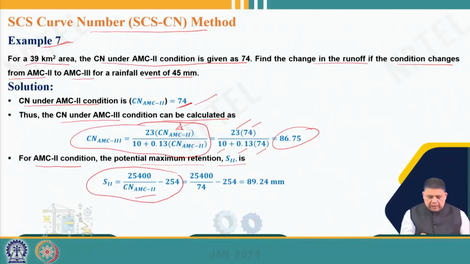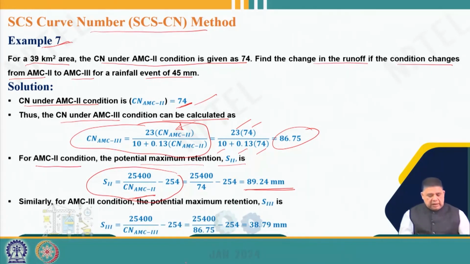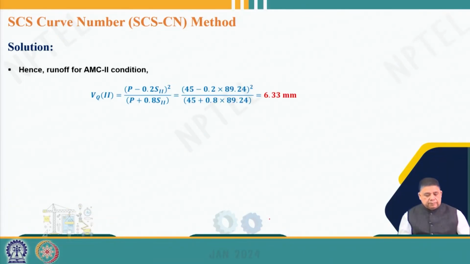We know the curve number value. So by putting the value of curve number for AMC2, we get S as 89.24 mm. Similarly, for the AMC3 condition, the potential maximum retention S3, by putting the AMC3 curve number of 86.75, we get an S3 value of 38.79 millimeters. So for both conditions we know the S value, or potential maximum retention.